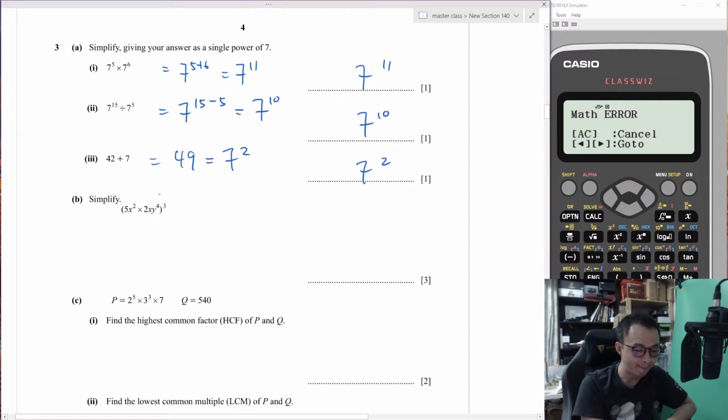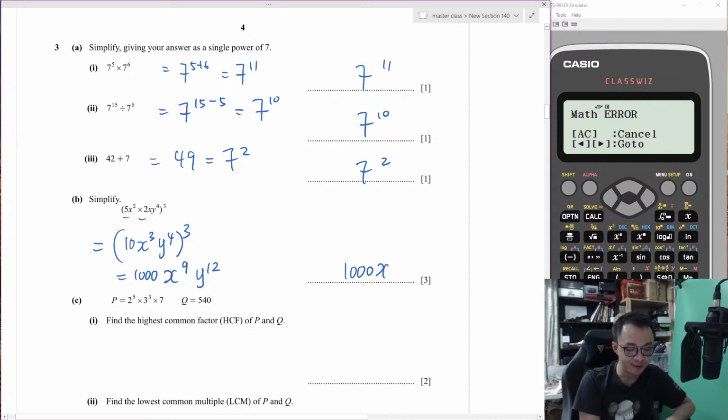For this one, you can multiply first, then put in the power of 3, or you can put in the power first also. But I will just multiply first. 5 multiply 2 is 10. X squared multiply x is x cubed. Y power of 4. And then the whole thing power of 3. 10 power of 3 is 1000. X power of 3 is x to the 9. Y will be y to the 12. So this is the answer. Make sure you don't make any careless mistakes, then you should be fine here.